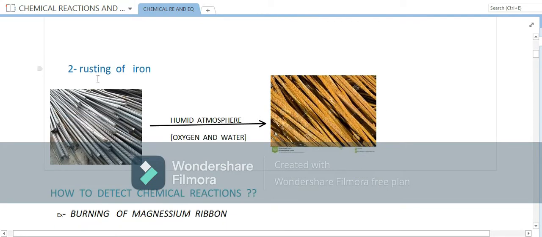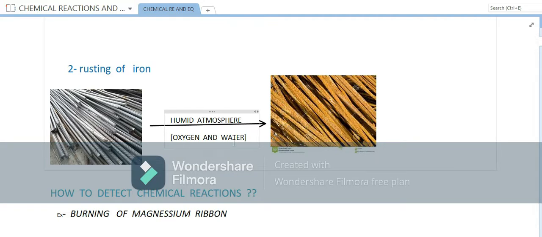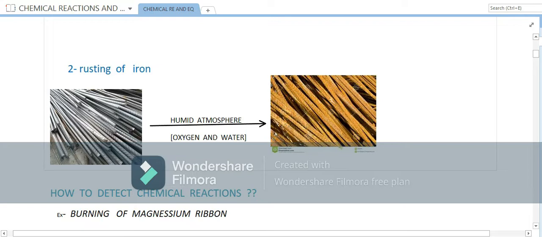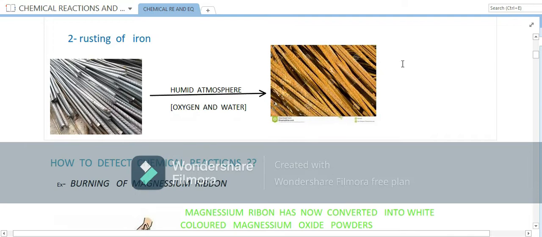So another example is rusting of iron. Here are some bars of iron. When you place them in an atmosphere containing oxygen and water both, not if the environment contains only oxygen or only water, then such a condition will never occur. But when both are present, there will be rusting of iron, as you can see here. So these are called chemical changes because there is a change in chemical properties of the substance.